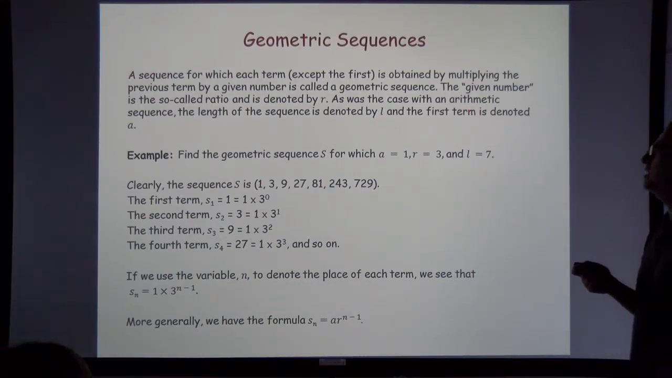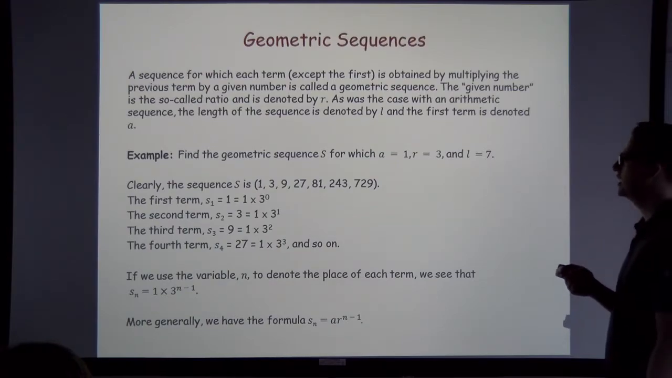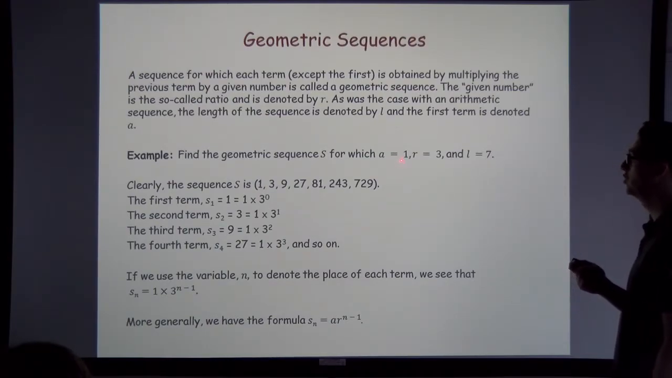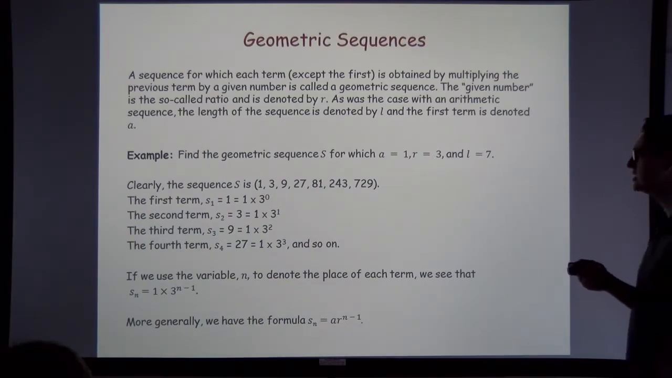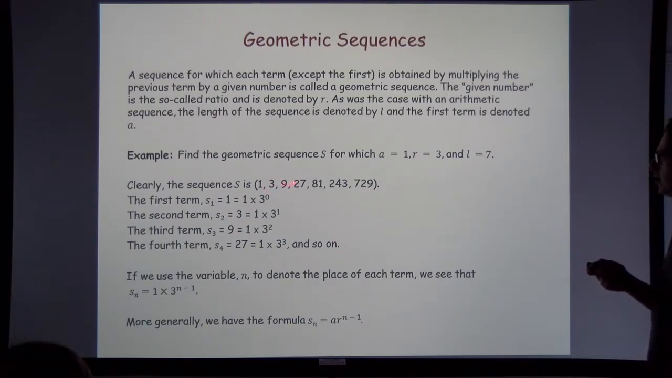So our example we have here is find the geometric sequence S for which A equals 1, R equals 3, and L equals 7. So the sequence S is 1, 3, 9, 27, 81, 243, and 729. We have 7 terms. Okay?